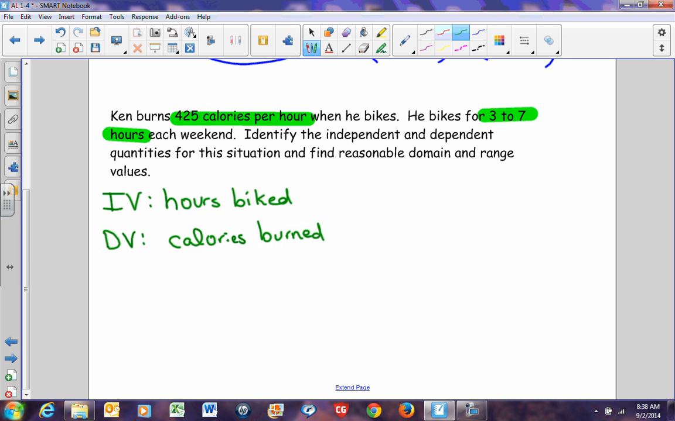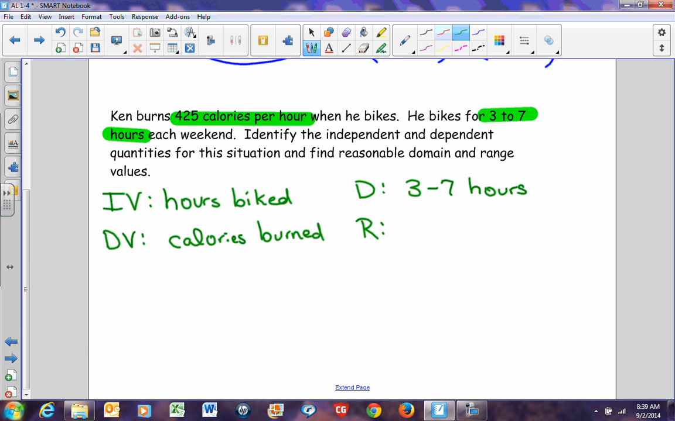Since my independent variable is related to my domain and my dependent variable is related to my range, a reasonable domain is how many hours am I going to bike? Well, the problem told us we were going to bike between 3 and 7 hours, so my domain is between 3 and 7 hours. My range is going to be how many calories I burned on the low end of my domain, which would be 425 times 3, to how many calories I am going to burn on the high end of my domain, which would be 425 times 7.